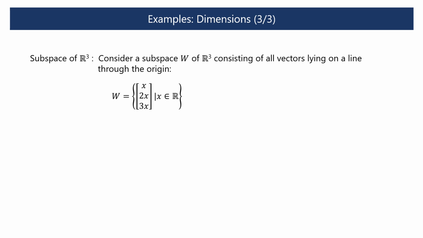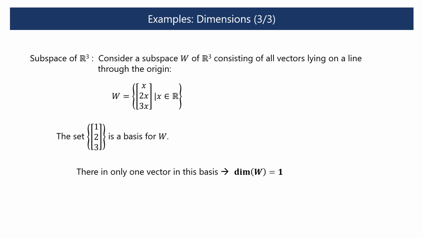Let's see another example of subspace. Consider the subspace of R3 consisting of all vectors lying on a line through the origin. It can be written in this way. In this case, the set (1, 2, 3) is a basis for W. Since there is only one vector in this basis, the dimension of this subspace is 1.